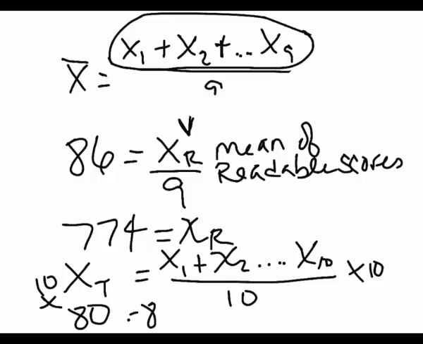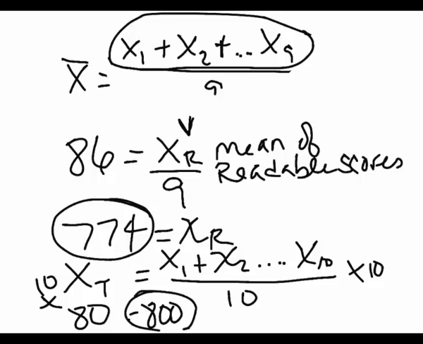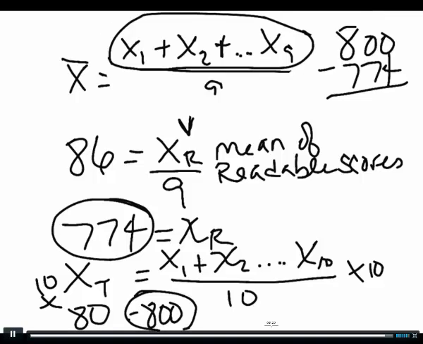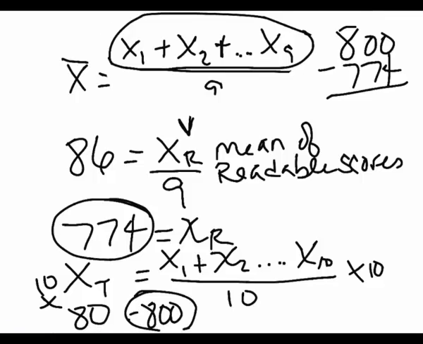So we had 774, and that was only with the 9 scores. Now we have 800, and that's with the 10 scores. So if you subtract them, 800 minus 774 will give you the value of the 10th test. So 800 minus 774 is 26. 26 is the value of the unreadable score. It's a pretty bad test grade if it's a test grade.